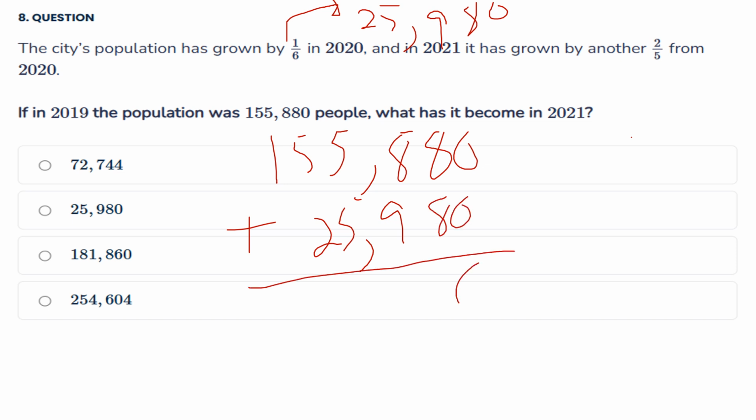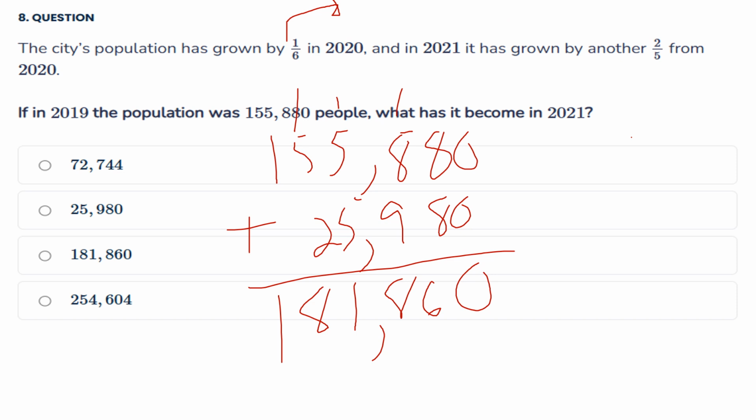0 plus 0 is 0. 8 plus 8 is 16. Carry the 1. 1 plus 8 is 9. 9 plus 9 is 18. Carry the 1. 1 plus 5 is 6. 6 plus 5 is 11. Carry the 1. 1 plus 5 is 6. 6 plus 2 is 8. No 1 to carry. So our population for 2020 is going to be 181,860.